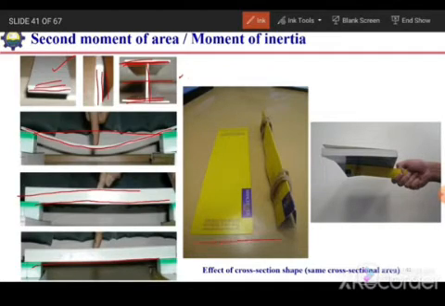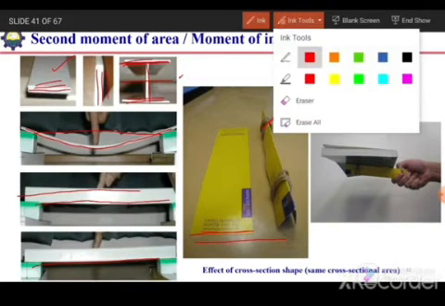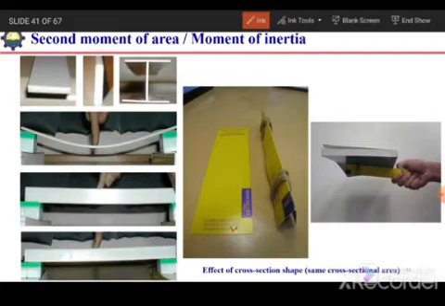Similarly, we have another model just for the demonstration. If we have a card and we try to lift a book on this card, it will be impossible. It will bend like this. If we hold it over here and try to place a book on this side, it will bend. It will not be able to lift the book. But if we convert this card into this V shape and then try to lift this book on this card, it is possible. This is because by changing the shape of this card, we have increased its second moment of area.